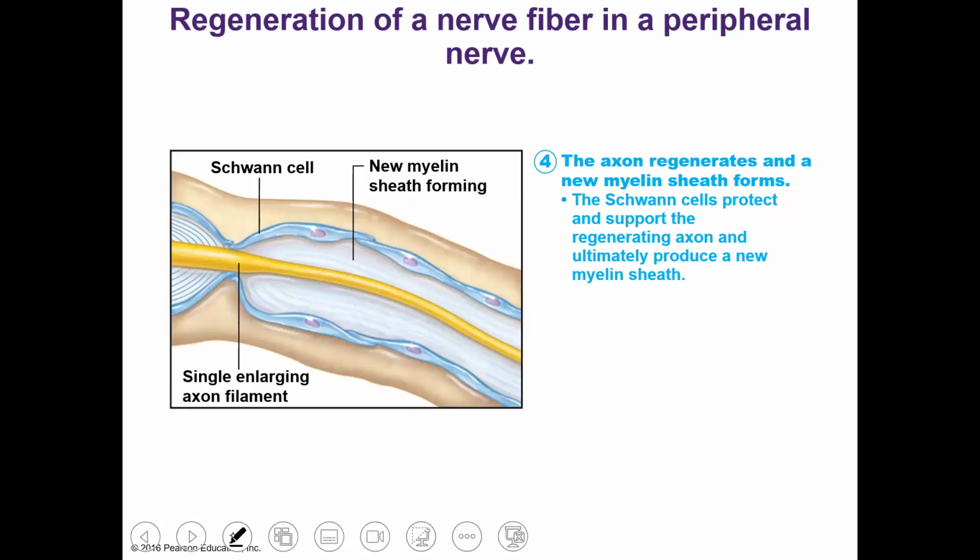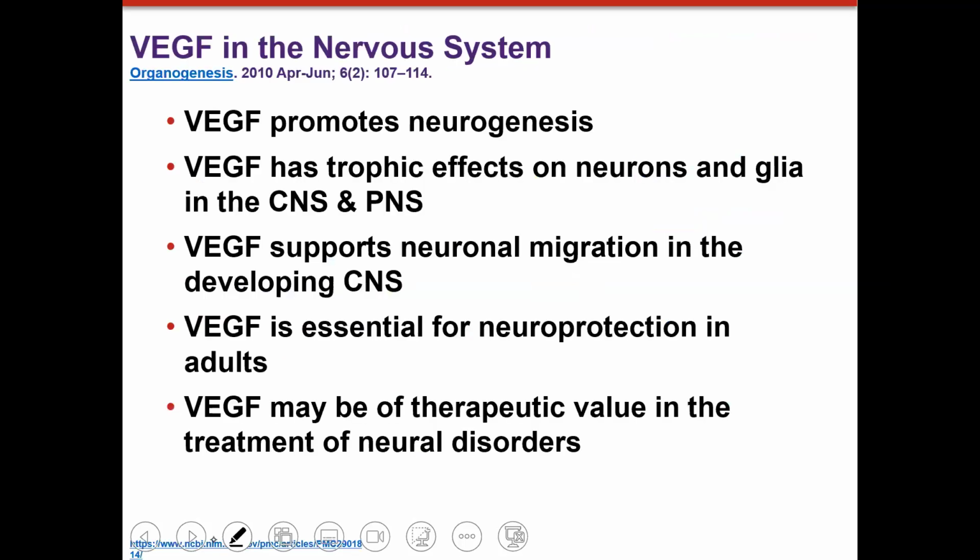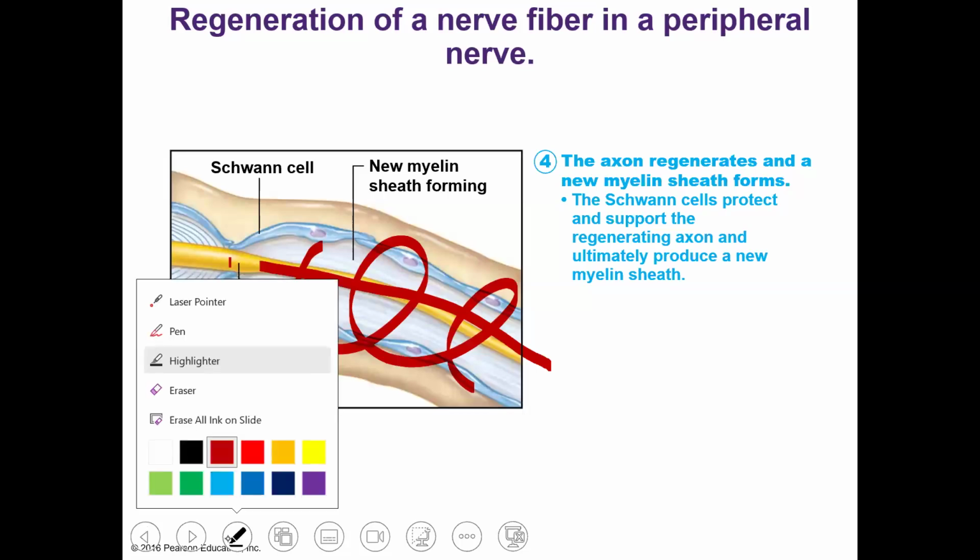Number 4, the axon regenerates, a new myelin sheath forms. Look, we see that this is healing. The Schwann cells protect and support the regenerating axon, this yellow part here, and ultimately produce a new myelin sheath around it.